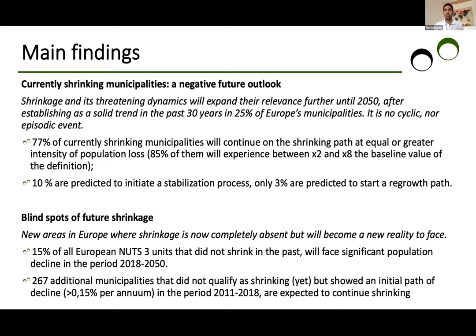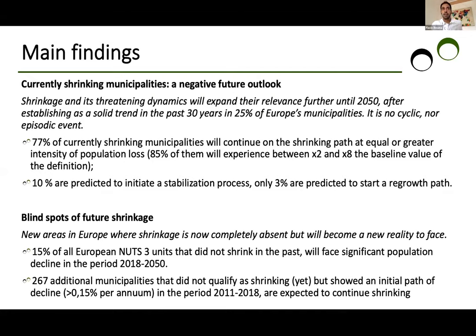77% of current shrinking municipalities will continue on their population decline path at equal or greater intensity of population loss. Almost 85% of them will experience greater intensity of population loss, which is reflected also in the macro trends of population decline in Europe. So even between 2 times and 8 times the baseline value of the definition presented earlier.